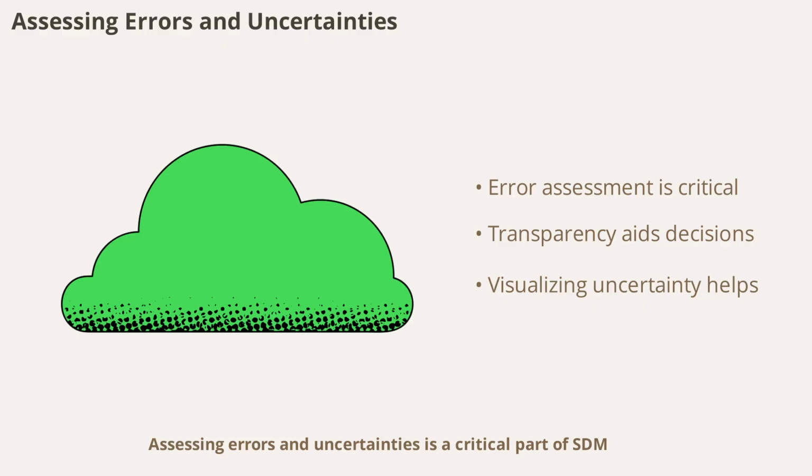Assessing errors and uncertainties is a critical part of SDM. This involves understanding the limitations of the data, the assumptions of different model types, and the sources of uncertainty in predictions. Transparent reporting and visualization of uncertainties help policymakers and stakeholders make informed decisions based on SDM outputs.